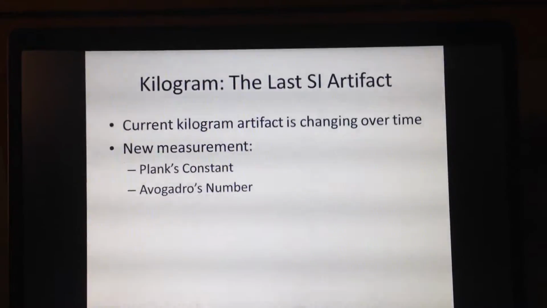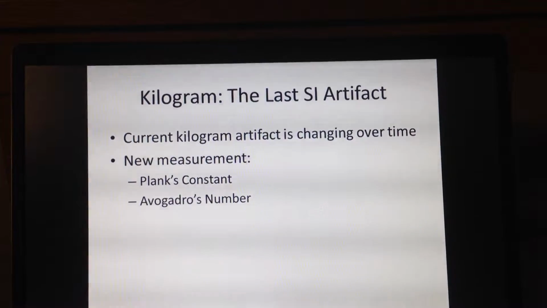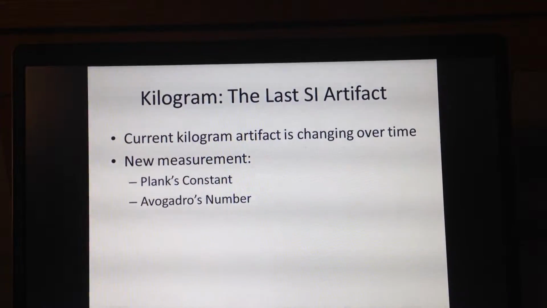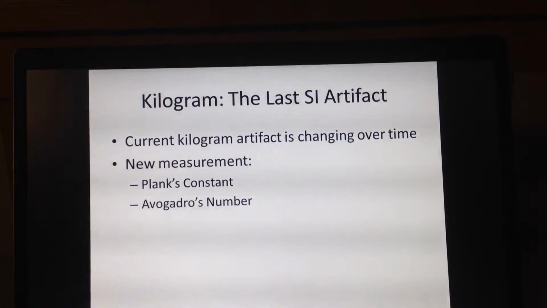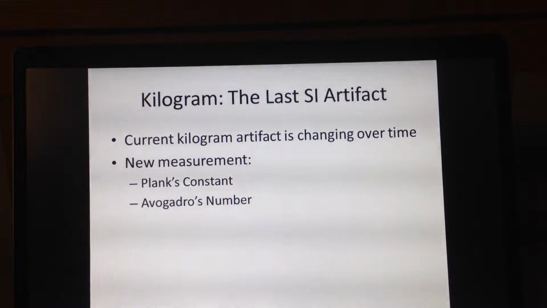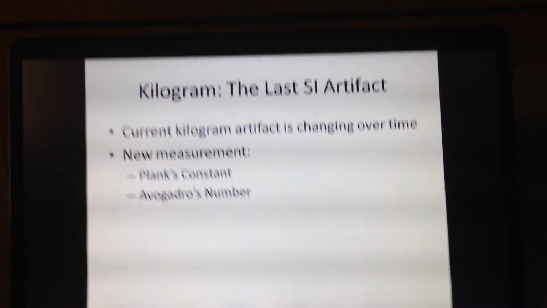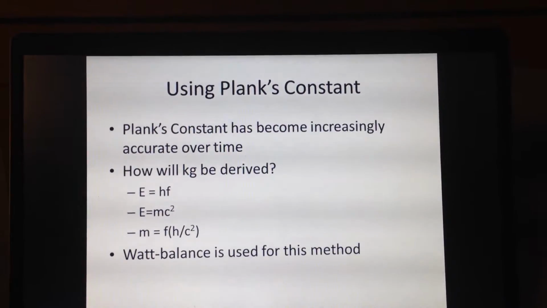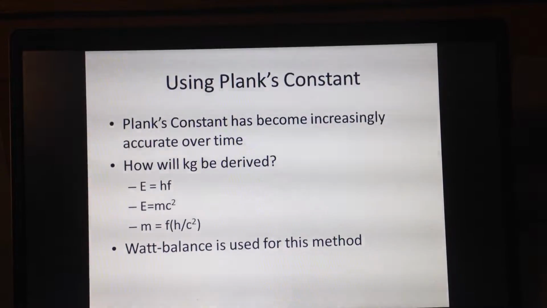So, to return to the ideas presented on slide 1, we know that the kilogram artifact is changing over time. However, there are two proposed ways to give the kilogram a more exact measurement. One is Planck's constant, and the other is Avogadro's number. We know that the Planck constant has become more accurate over time.